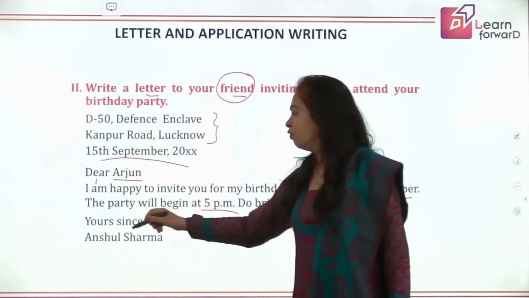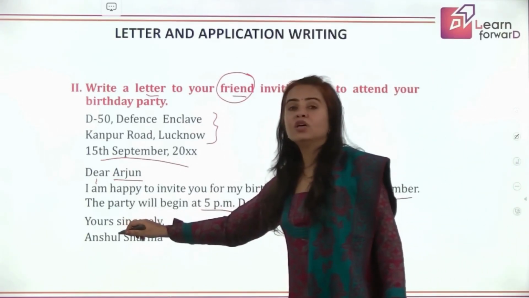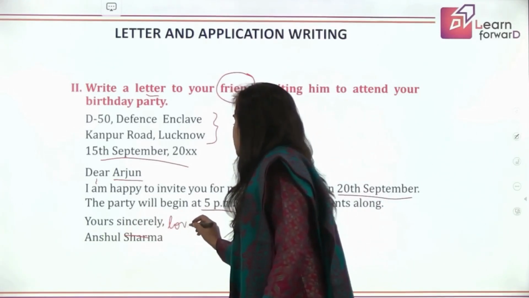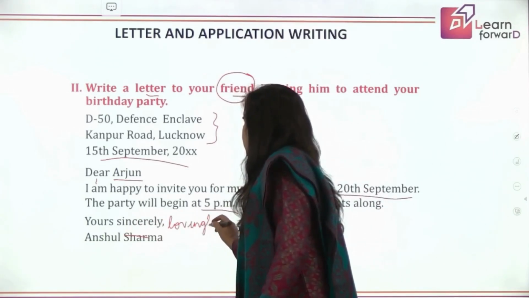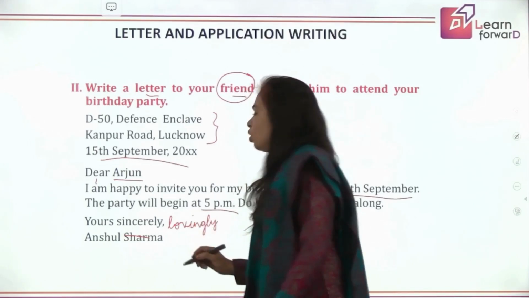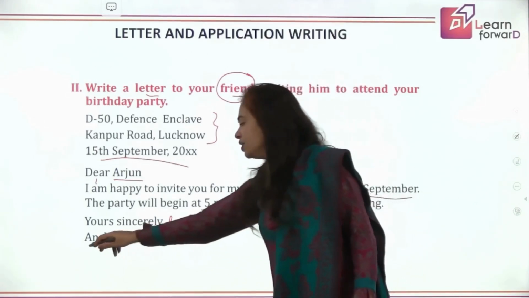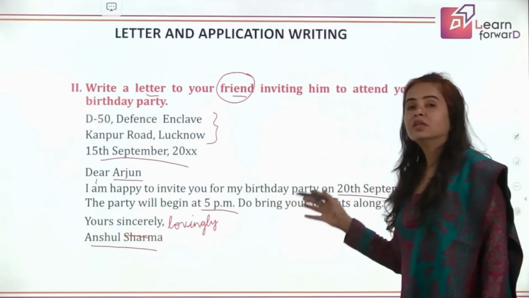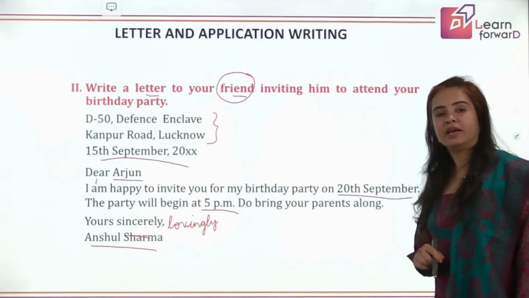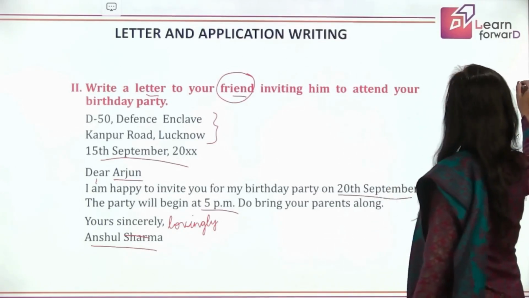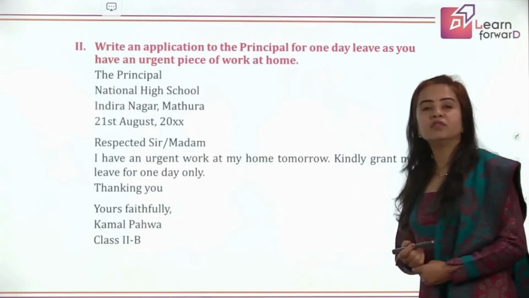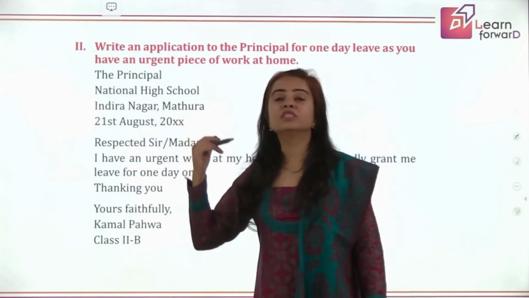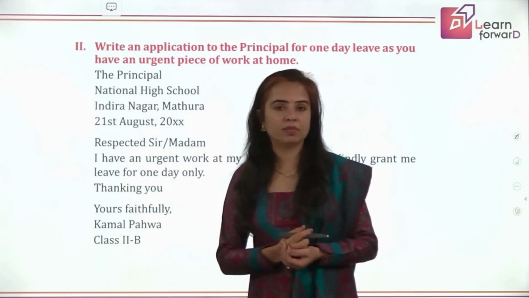And then finally you must write yours lovingly here, yours sincerely. We better write yours lovingly. Your loving friend, yours lovingly, and write your own name here. Okay, so this is the format how we write the letter to a friend or relative. Now let's see how to write an application, which we have already done in grade 1 also. That time it was for sick leave because you are sick, you are not able to come to school.